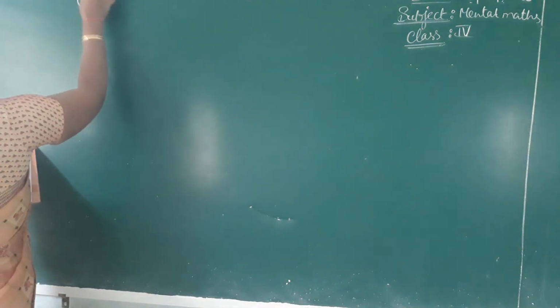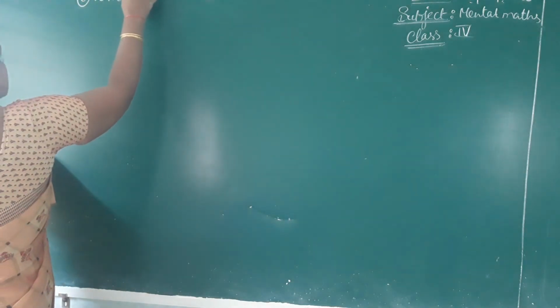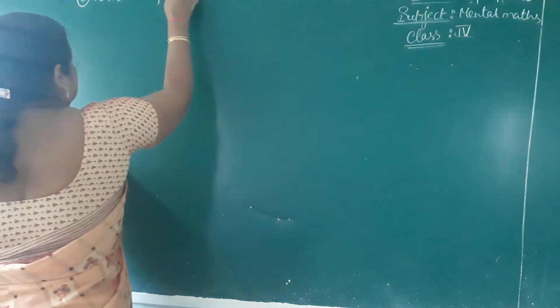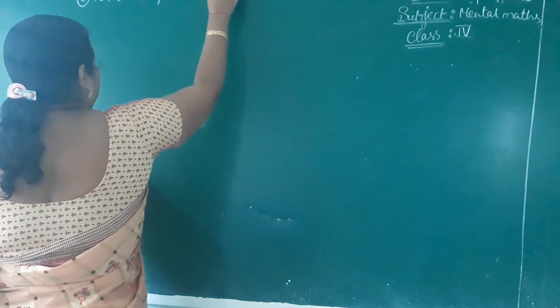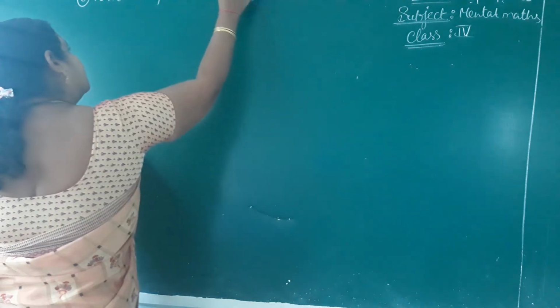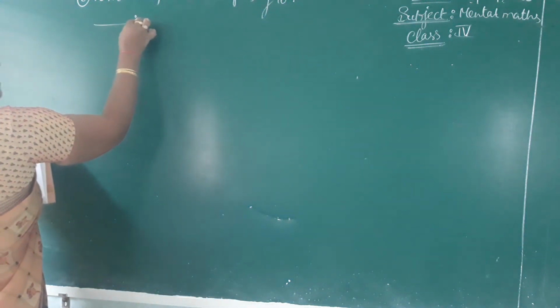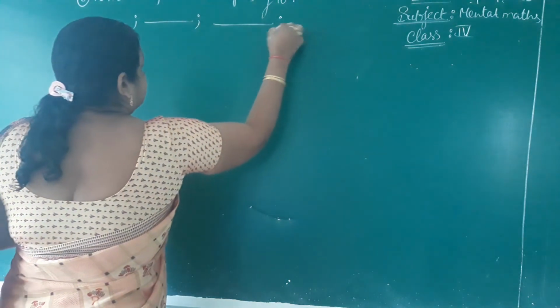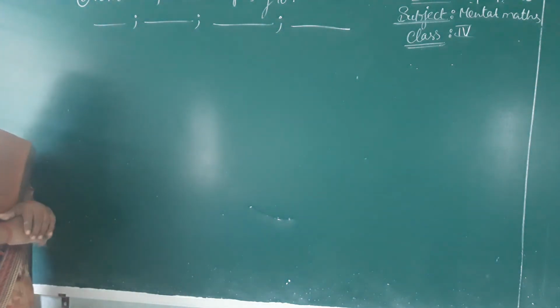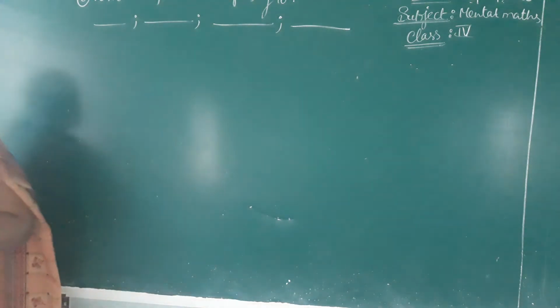See the first question, the sixth one. Write the first four multiples of 16. That means you have to write the multiples of 16. First four multiples of 16.